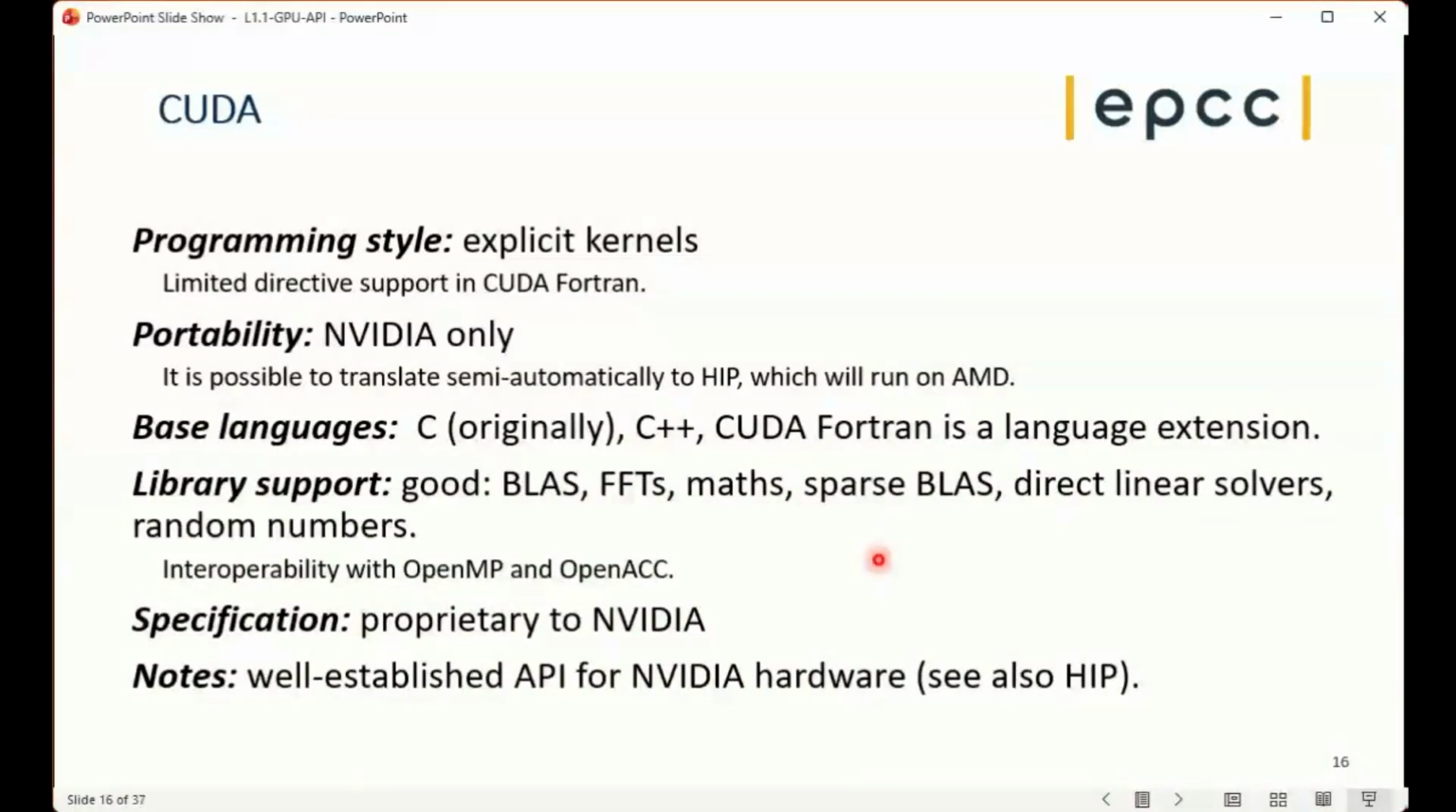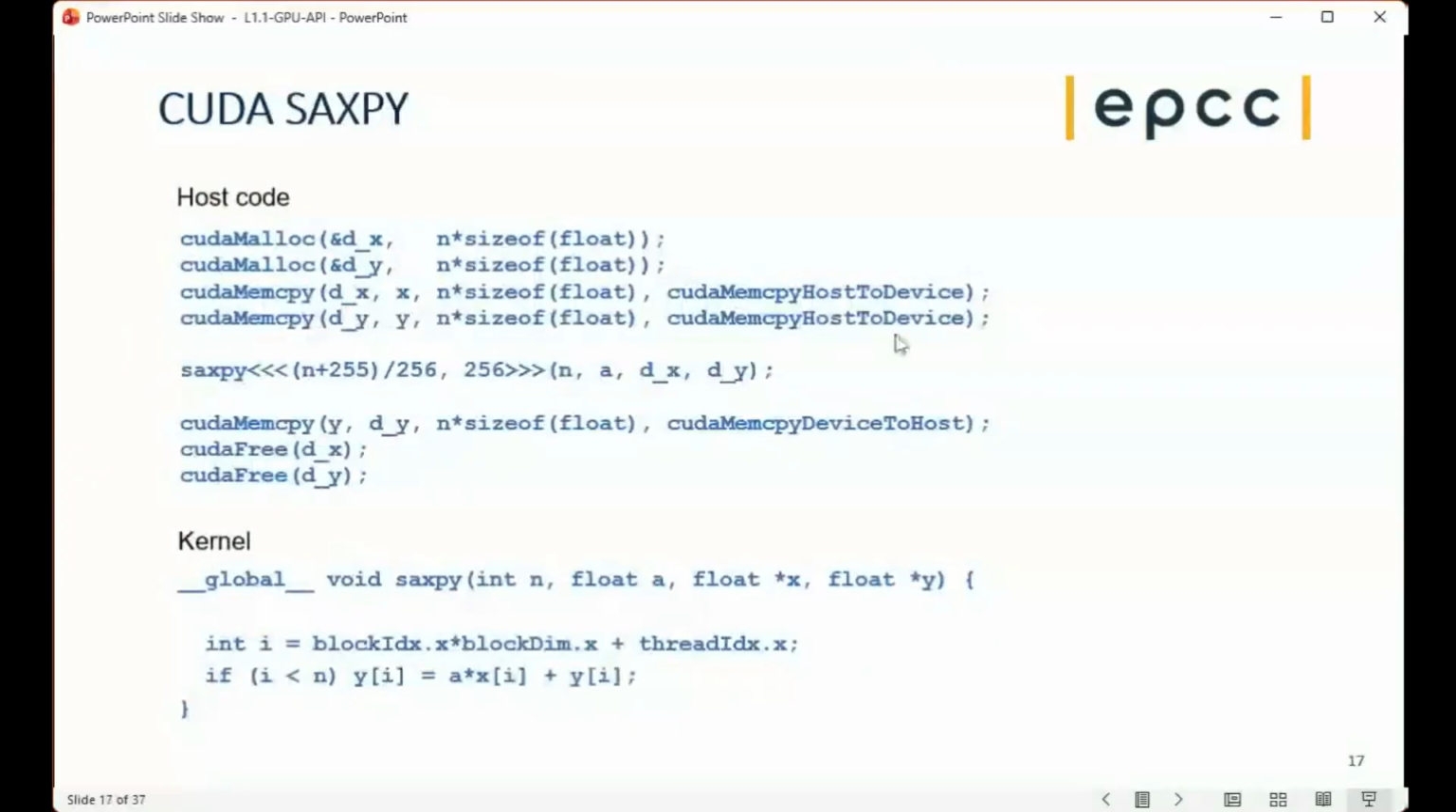Library support is quite good, and there is somewhat interoperability with OpenMP and another directive-based standard called OpenACC. Technically, the specification is proprietary to NVIDIA, but it's been around for a long time. It's a very well-established API for NVIDIA hardware, and it's very commonly used. This is how we do a SAXPY in CUDA.